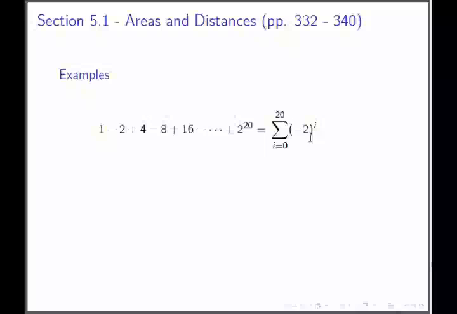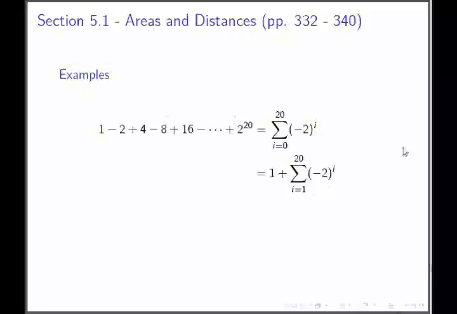(-2) to the 0 is 1. (-2) to the 1 is -2. (-2) squared is +4, and so on. So if I let i range from 0 up to 20, then I've precisely encoded this full sum like this.